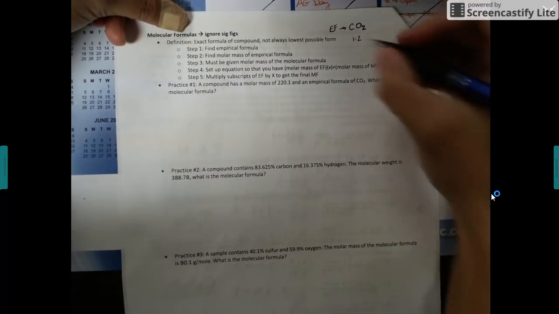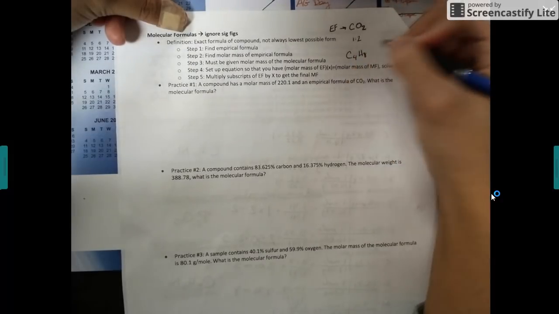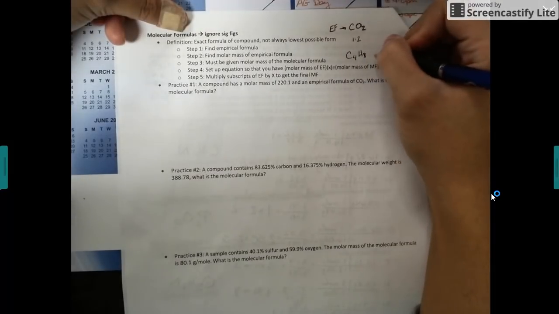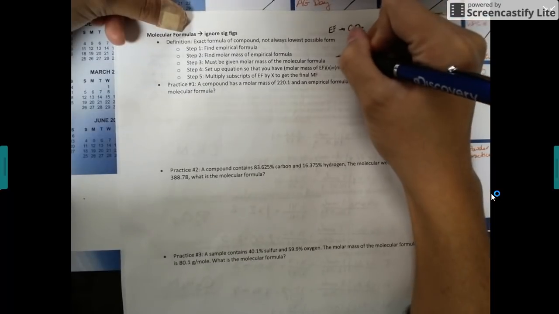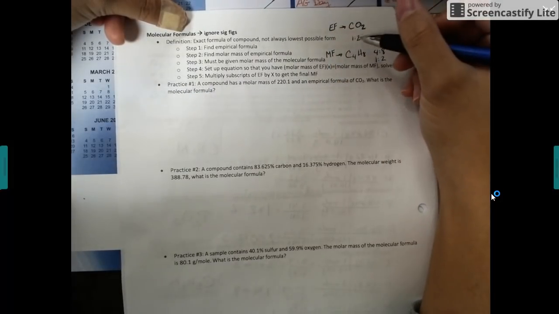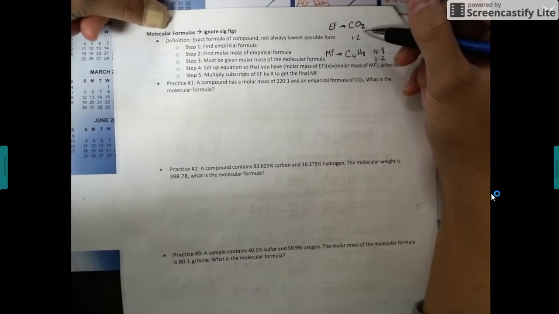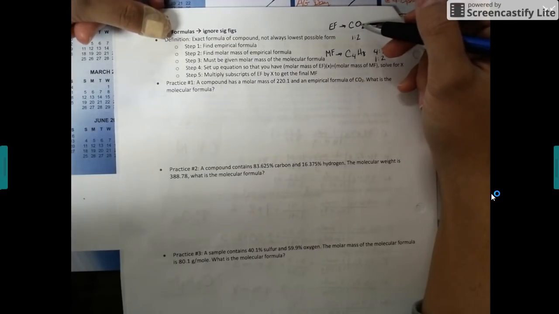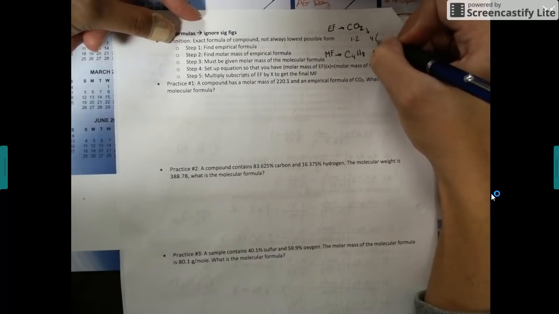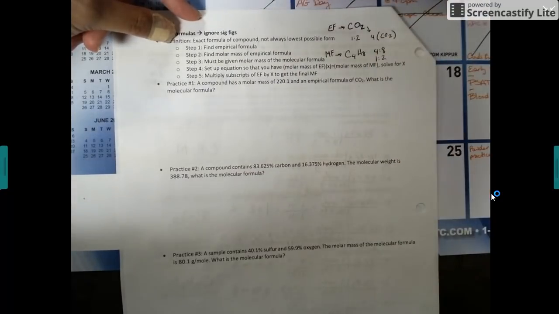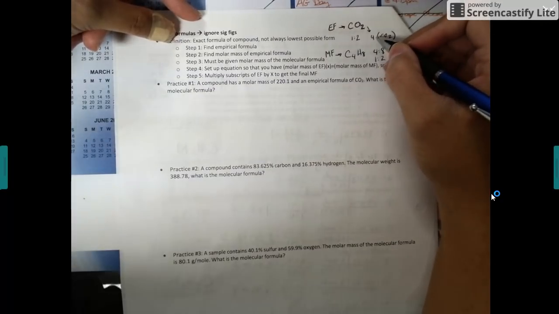But say I have a compound that is actually C4H8. Okay, this is not reduced down as much as possible because 4 to 8 can be reduced down to 1 to 2. So this is my molecular formula. Now, if you look at CO2 and compare it to C4H8, C4H8 is 4 times bigger than CO2. So what you technically could say is that this is 4 times CO2. And that way it's C4H8, sort of like you would distribute in math.